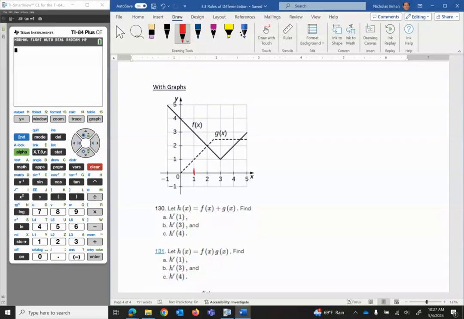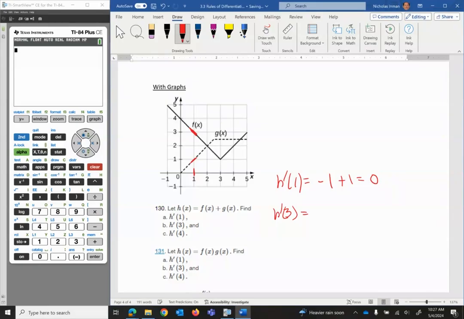So at 1, what is our derivative of f? What's the slope right here? Well, that's negative 1. So the derivative of f at 1 is negative 1. The derivative of g at positive 1 is 1. So our derivative of h overall, add those two things together. All right, h prime at 3.